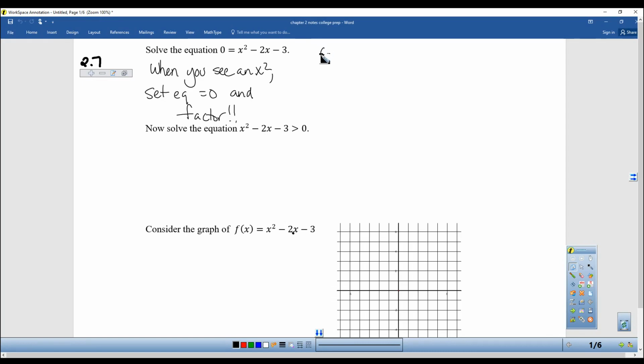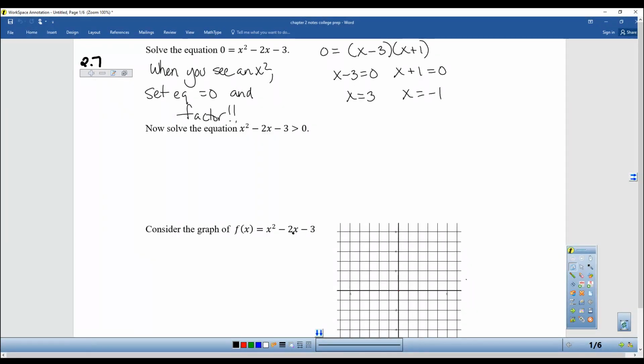So I see an x squared. By the way, some of you are a little lazy about writing the zeros equal to. Make sure you write the whole thing. x minus 3 times x plus 1. And so either x minus 3 is equal to 0 or x plus 1 is equal to 0. So either x is equal to 3 or x is equal to negative 1.